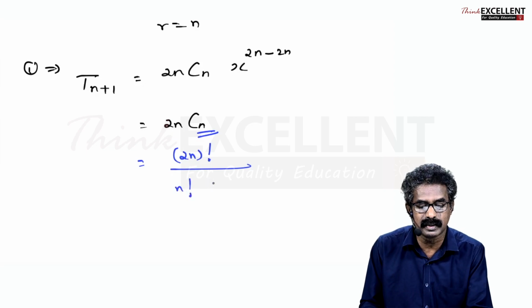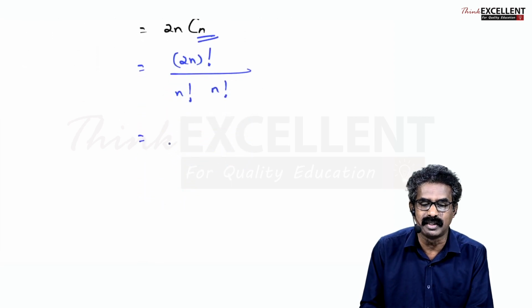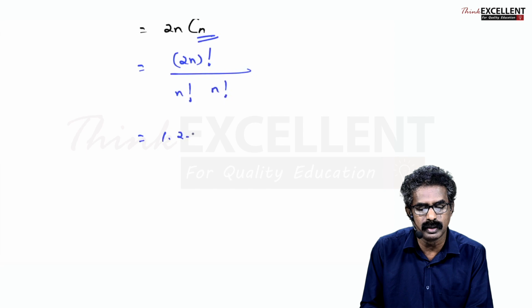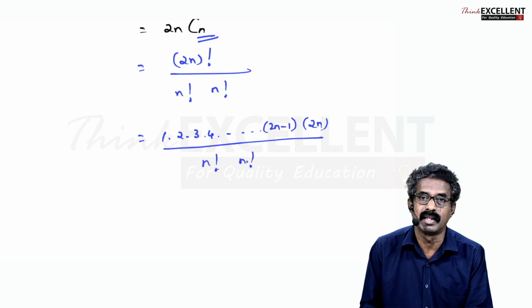Subtract them, 2n minus n, that is also n factorial. Only that 2n factorial is changed. You know now, 1 into 2 into 3 into 4 into 5 into 6 and so on up to 2n. Previous term 2n minus 1. Nothing else in the numerator. Divided by n factorial into n factorial.